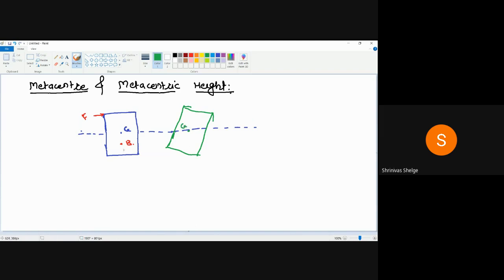And what about the center of buoyancy? What about the center of buoyancy?